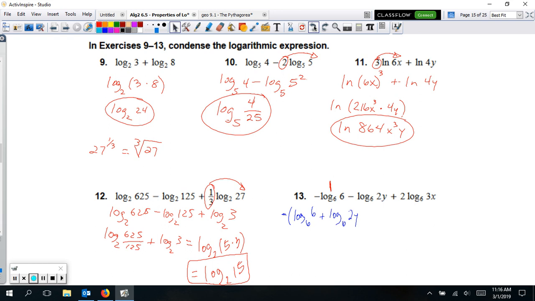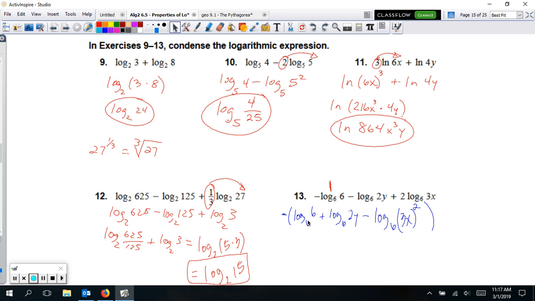So all the signs will change to their opposites. It's going to be plus log base 6 of the 2y. And then this one will be a minus, but we're going to put the 2 back up there as an exponent. So minus, sign for that, and then log base 6 of 3x in a parenthesis to the second power, and then close the big parenthesis here.